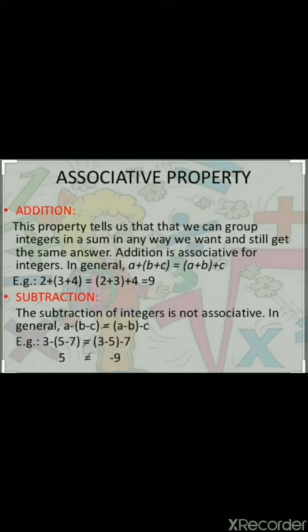Now, subtraction. The subtraction of integers is not associative. In general, a minus b minus c is not equal to a minus b minus c with the grouping changed. You can easily understand by the example that we get 5 is not equal to minus 9. So, subtraction is not associative.